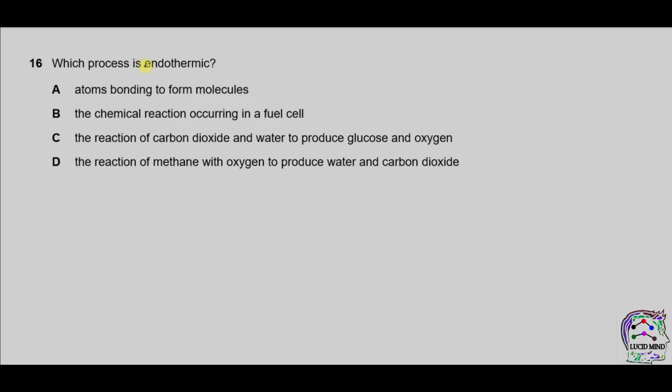Question 16. Which process is endothermic? Endothermic means that the reaction in which heat is absorbed from the surroundings. Part A, atoms bonding to form molecules. In this, bonding is involved, so therefore bond making is exothermic. This is because the atoms become more stable when they form bonds to form molecules.